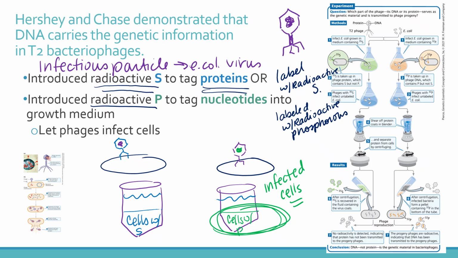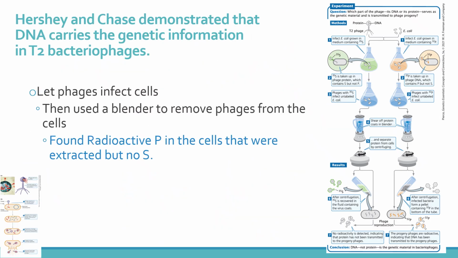It was not the proteins, because the radioactive material remained in solution, not the cells. So the radioactive proteins were not transferred into those cells. So here we have a summary of the results. After they put their cells into the blender, centrifuged it off, they found the radioactive phosphorus inside the cells, but no radioactive sulfur.